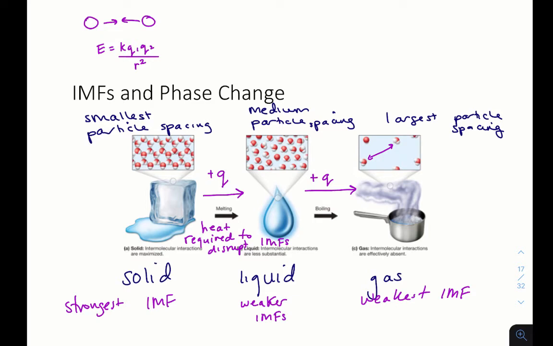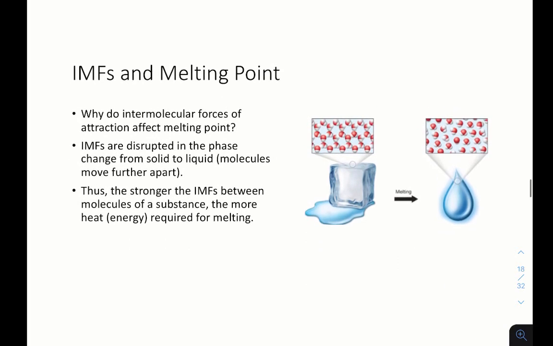And the amount of heat required is related to the boiling point of that substance, just like the amount of heat required for the solid to liquid transition is related to the melting point of the substance. I've summarized on this slide why intermolecular forces of attraction affect the melting point of a substance. So you have a nice typed writing.